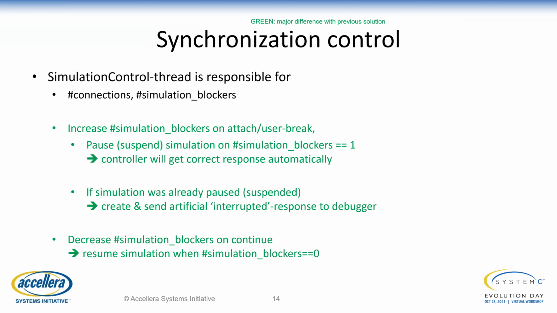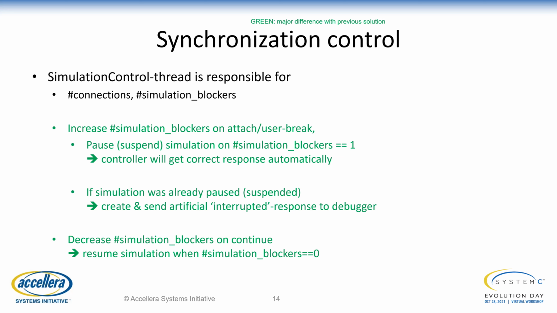So what is my synchronization control thread doing? It is responsible for the number of connections. So that basically that are the attached debuggers, and the number of simulation blockers. So I will increase the number of simulation blockers when a debugger is attached, or when I have a user break command from a debugger. So when the number of simulation blockers becomes 1, I will pause or suspend the simulation. And I will send the correct response to the controller.